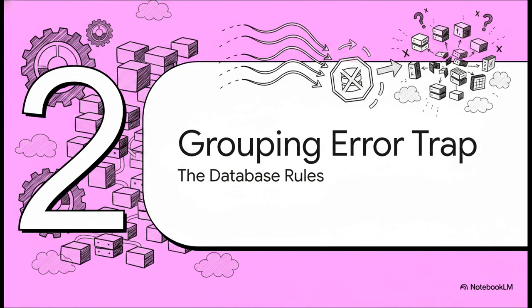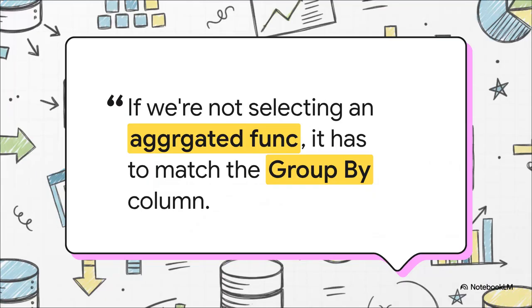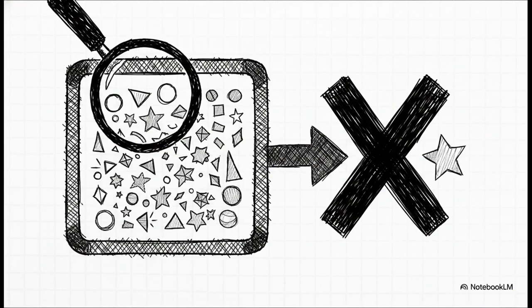Moving on to Section 2, the grouping error trap. Time to talk about the database rules. Yes, this classic morning. We've literally all seen it. You try to select a first name, but you only group the table by gender. The database engine, which is, let's face it, a massive stickler for the rules, will throw this error and stop dead in its tracks. You simply have to respect the strict logic here.